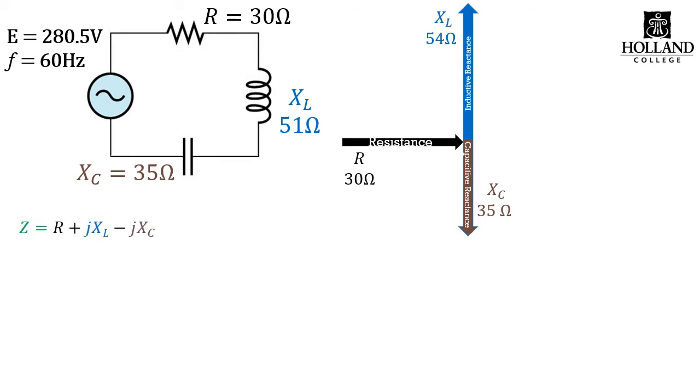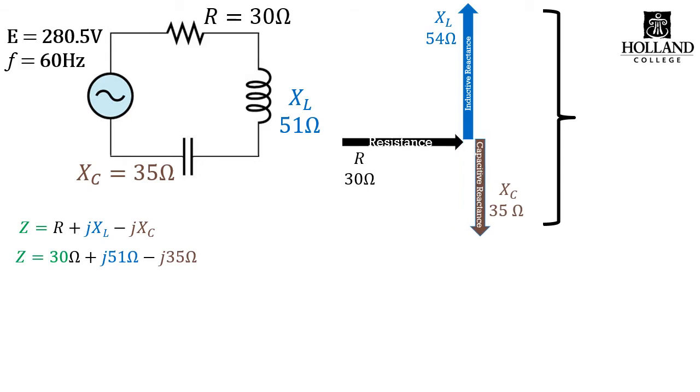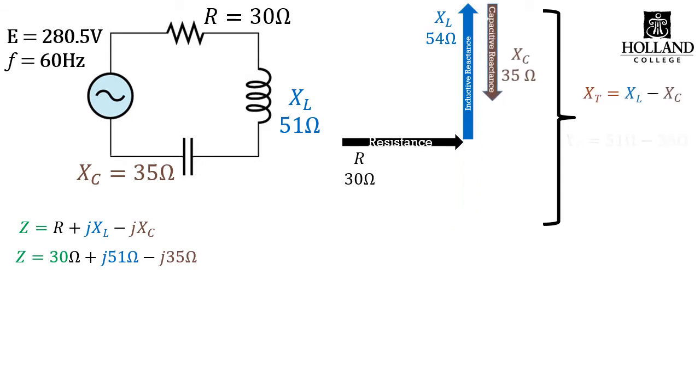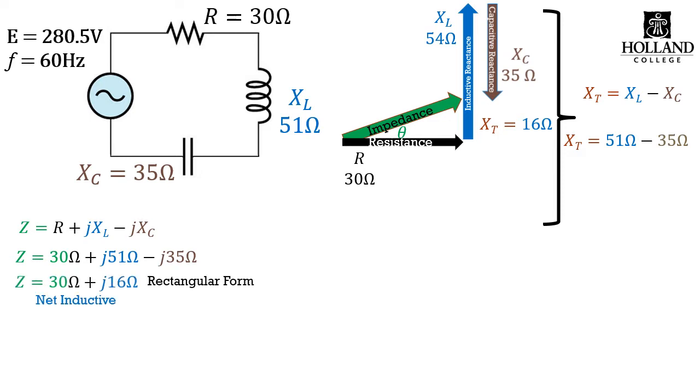When we go to vector sum these values, we have to take the difference between the capacitive reactance and the inductive reactance, which in this case works out to be 16 ohms. Now that we have that difference, we can find our resultant triangle, or magnitude with direction, or vector sum, if you wish.